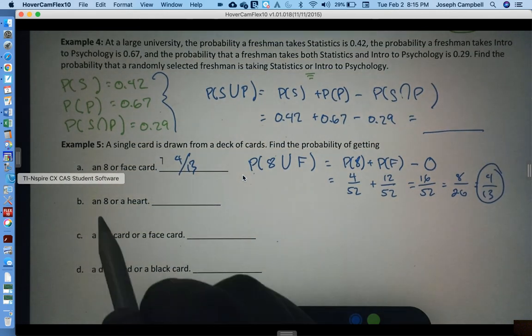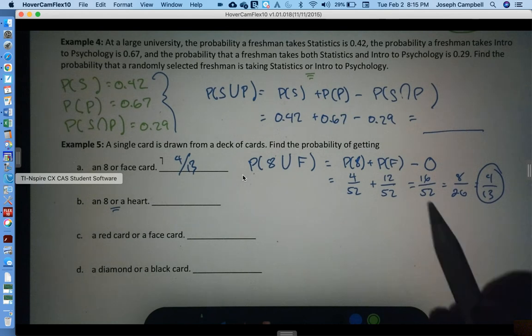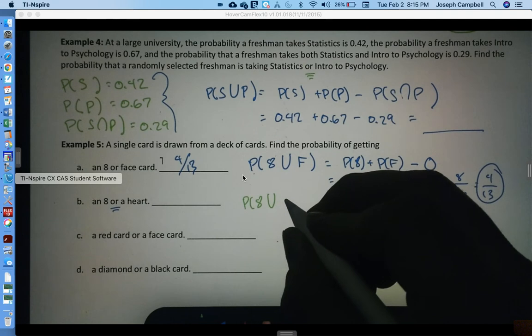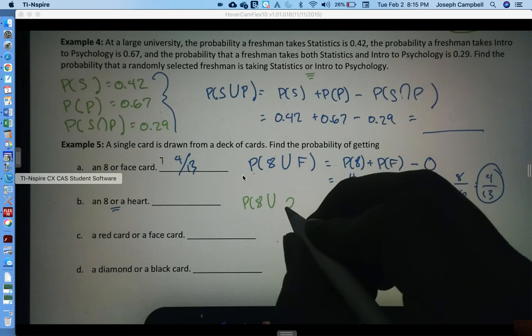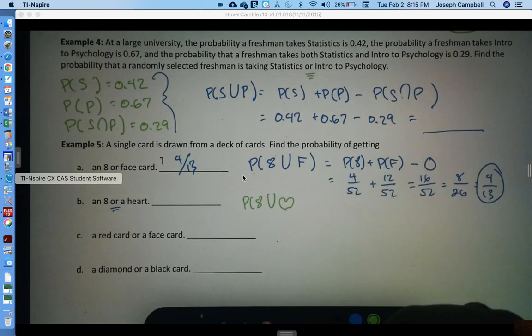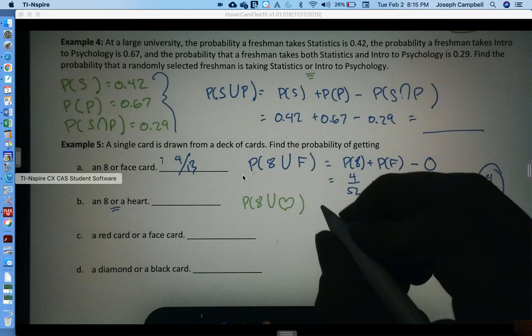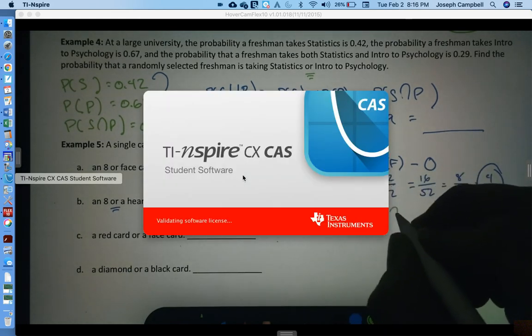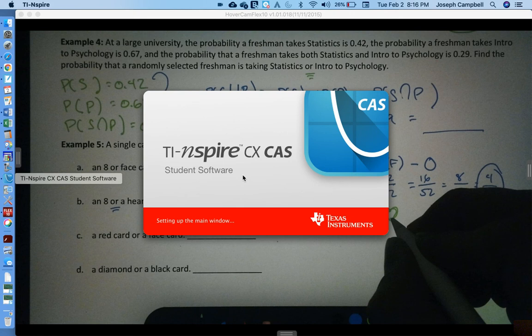Okay, what about an 8 or a heart? Now we're going to have some sort of intersection here, right? So the probability of an 8 or a heart, I'm the worst at drawing hearts. Doesn't mean that I don't have a heart. It means I'm not very good at drawing hearts. Oh, there we go. Okay. It's equal to the probability of getting an 8 plus the probability of getting a heart. And they all look like apples. Okay? Minus the probability of an 8 and a heart. There we go. It's a little bit better. That's the key, getting a point at the end.